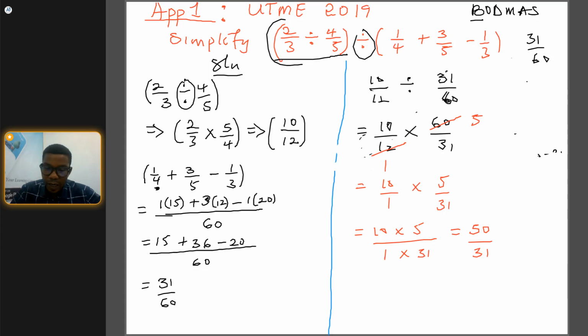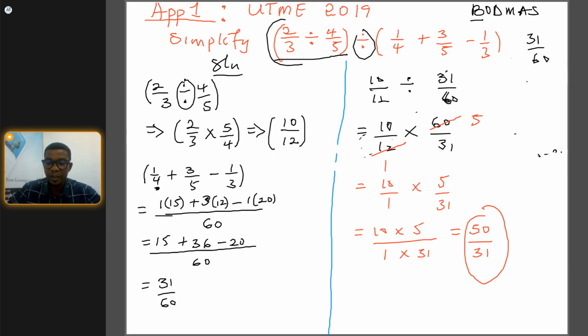So we have the response to be 50/31. If I'm going to ask this question, what type of fraction is 50/31? Let me have your response in the chat box. Is it a proper fraction, an improper fraction, or a mixed number? I want your response in the chat box. Waiting for your response so we can move to the next application. We have one more application, then we'll move to evaluation.